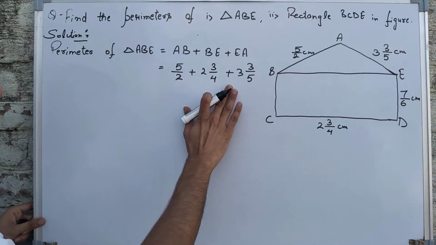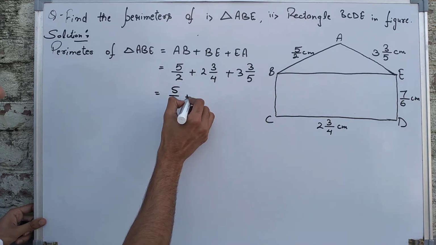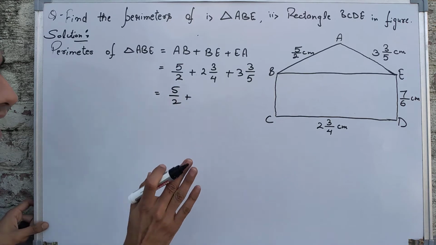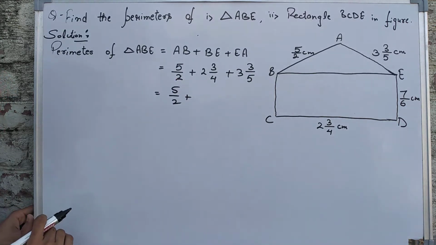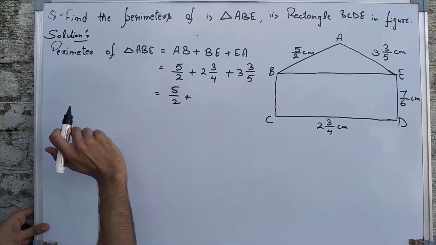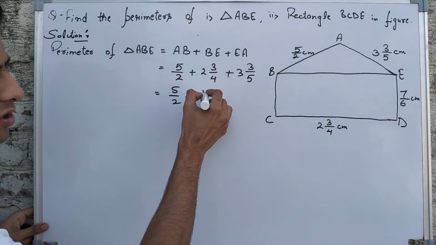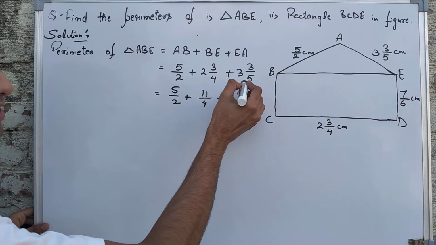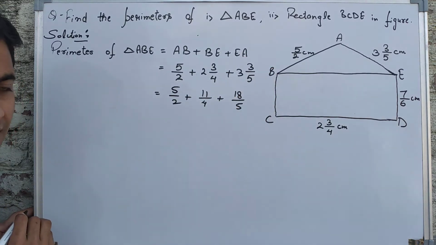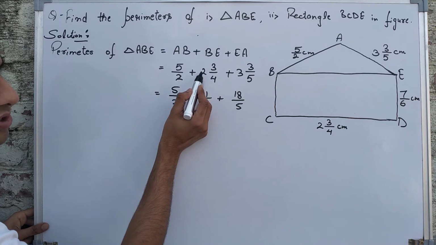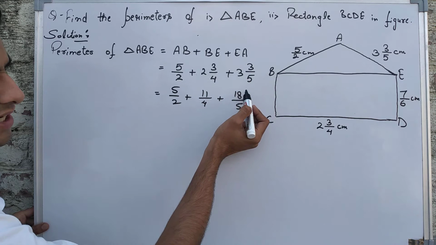Now if we add it, we'll get the perimeter. So 5 by 2 plus 2 whole 3 upon 4. To add, first of all, we have to convert it into improper or proper fractions only. So this is a mixed fraction. Let us convert it into improper fraction. 4 twos are 8, 8 plus 3, 11 upon 4. 5 threes are 15, 15 plus 3, 18 upon 5.